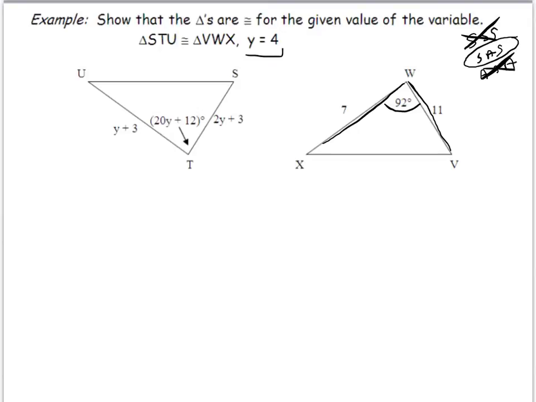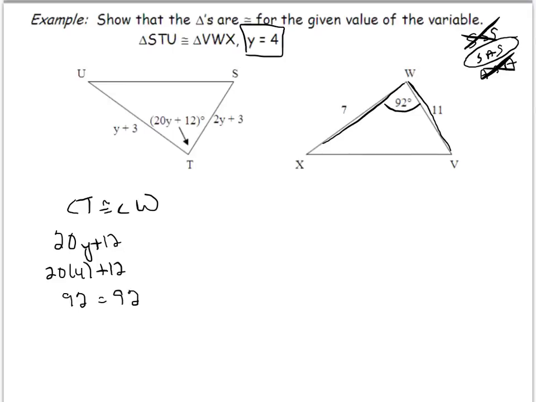If I know that y is 4, if I plug 4 in for y for these values, and it matches with our other triangle, the corresponding parts, we can tell that these 2 triangles are congruent by side, angle, side. So let's take a look. I know angle T would have to be congruent to angle W. So if angle T is 20y plus 12, and I plug in 4, I get 20 times 4 plus 12, which is 92. Is 92 equal to 92? It sure is. Therefore, we know that angle T and angle W are going to be congruent to each other.